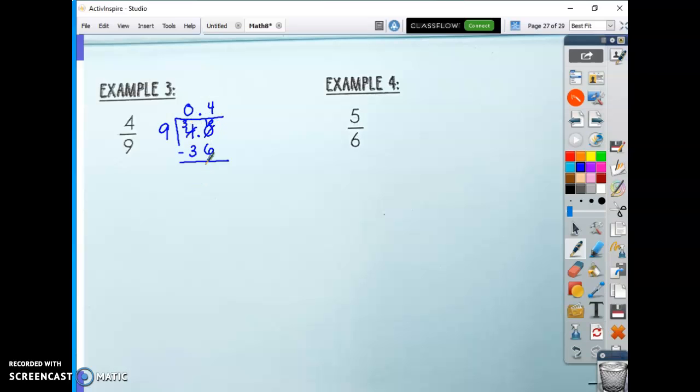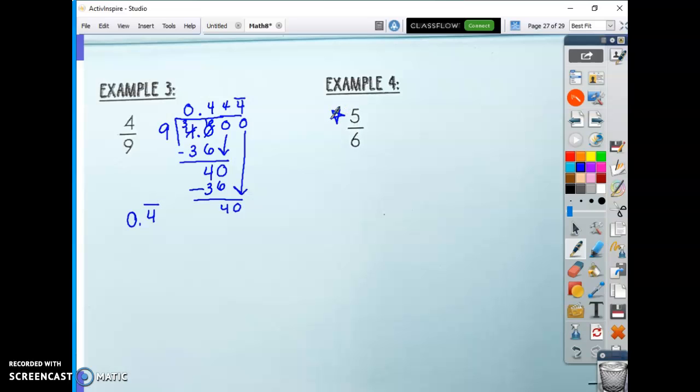36 from 40, remainder 4. Uh-oh, we're going to have to add another 0, right? How many times does 9 go into 40? 4 times. Uh-oh, we might be seeing a pattern in here, right? That 4 just keeps repeating. We keep getting the 4 remainder, and then we add that 0 to get 40. So we know now that the answer to 4/9 is 0.4, where 4 is repeating.